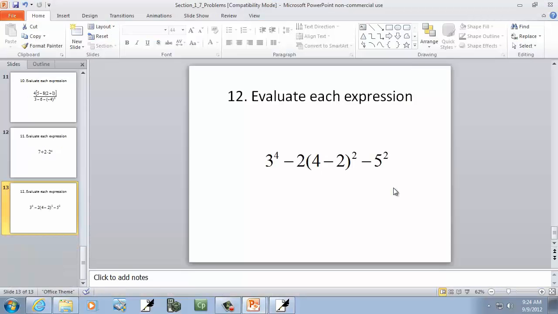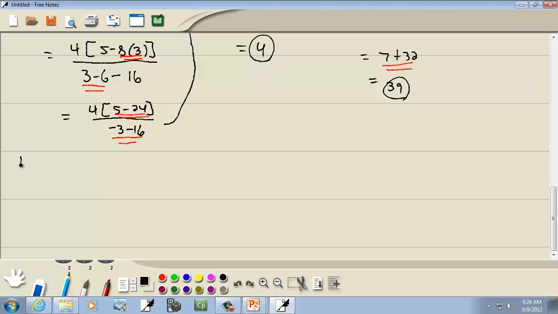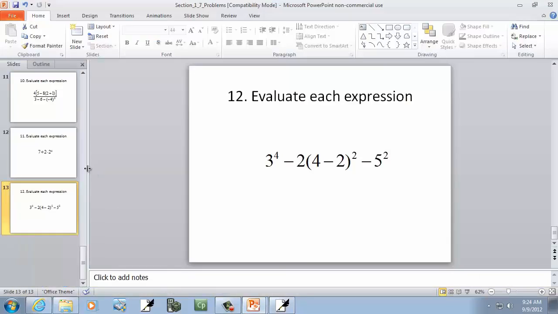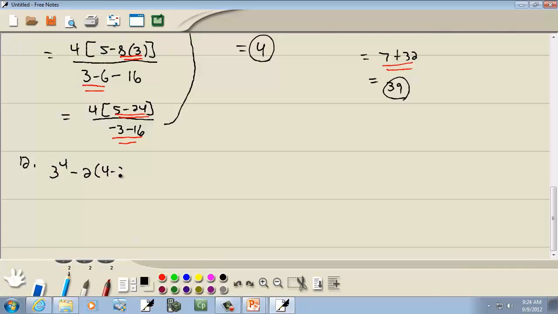And one last one. We have 3 to the 4th minus 2 times (4 minus 2) squared minus 5 squared. Okay, Please Excuse My Dear Aunt Sally. Do what's inside the parentheses. Here we've got 4 minus 2. Everything else carries down. 4 minus 2 is 2. Okay, please, there's nothing left to do inside parentheses. Excuse, exponents. Well, here's our first exponent, 3 to the 4th.